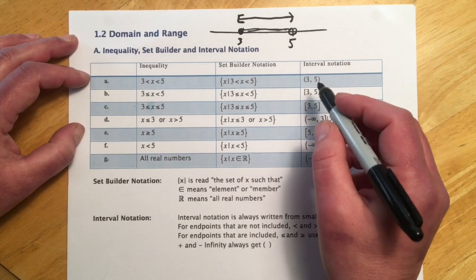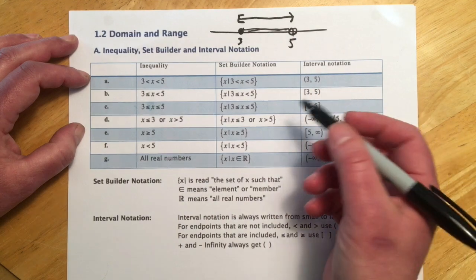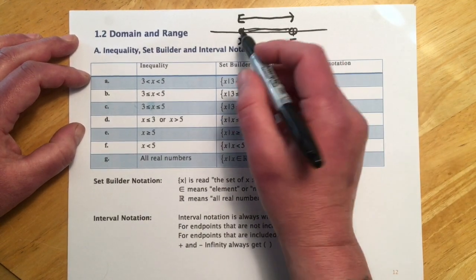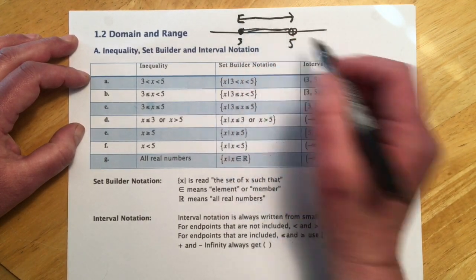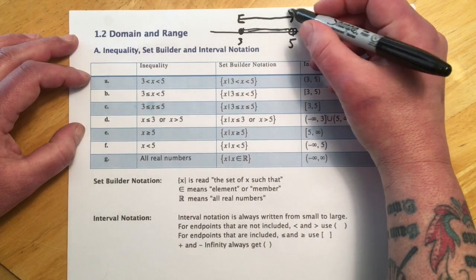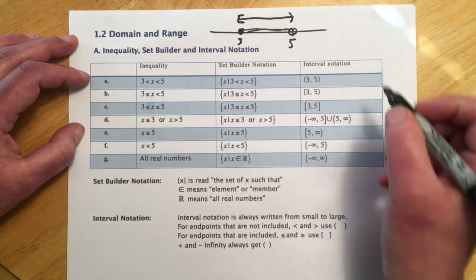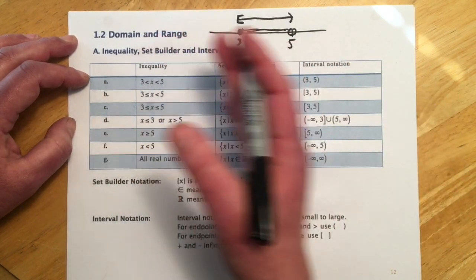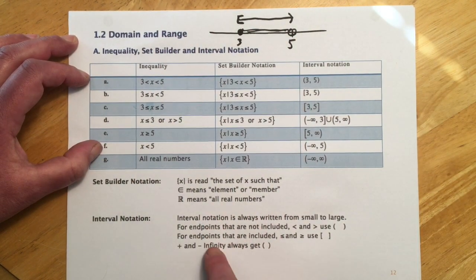Interval notation, what you do is you describe the interval using the endpoints. If the endpoint is included, like the 3, we use a bracket. If it's not included, like the 5, we use a parenthesis, and that's sort of our old open dot and closed dot. And we always go small to large, and so all that's right here.